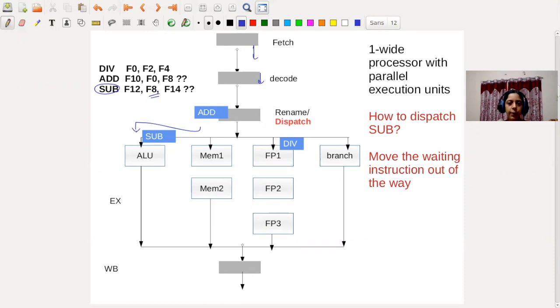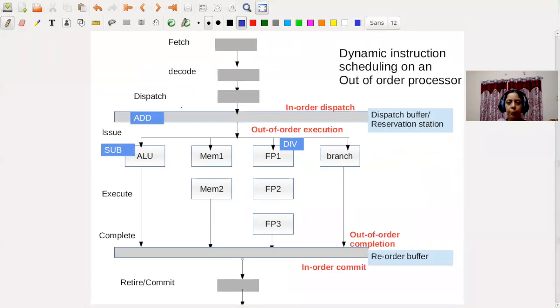What we will do is we will make the add wait in a buffer. So we will add a buffer here, which is called the dispatch buffer, or it's also called the reservation station. This is a more technical term. It's called a reservation station. So we're going to move add to this reservation station. We're basically moving it out of the way so that sub can go ahead and get dispatched.